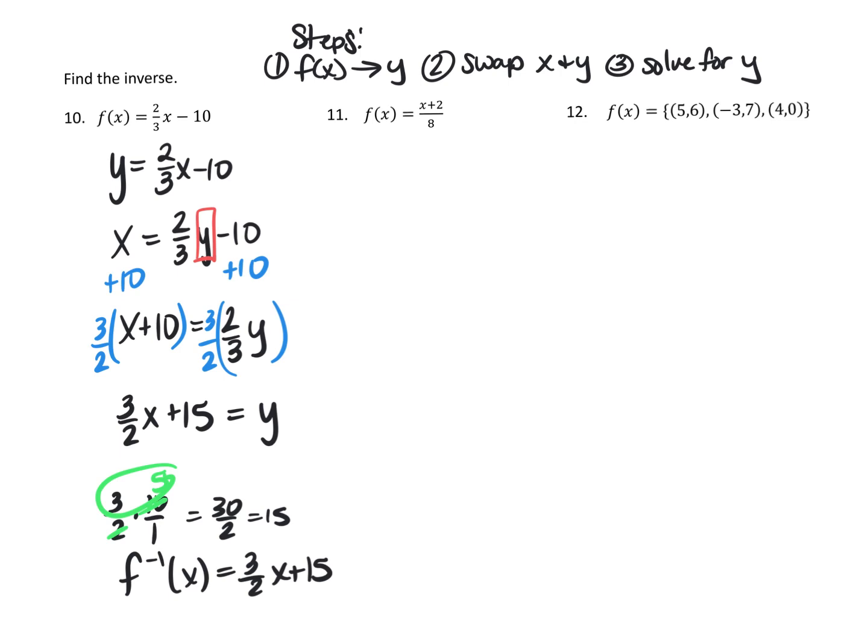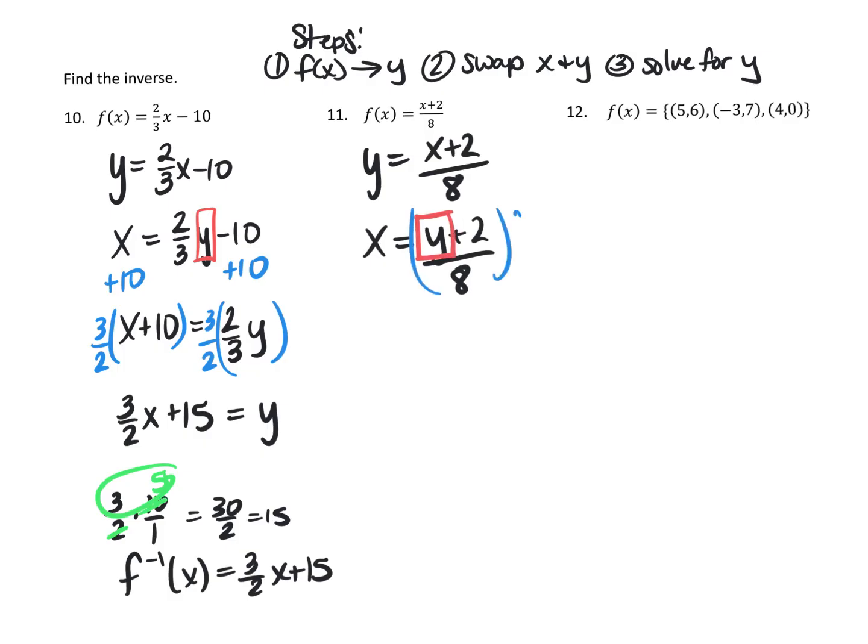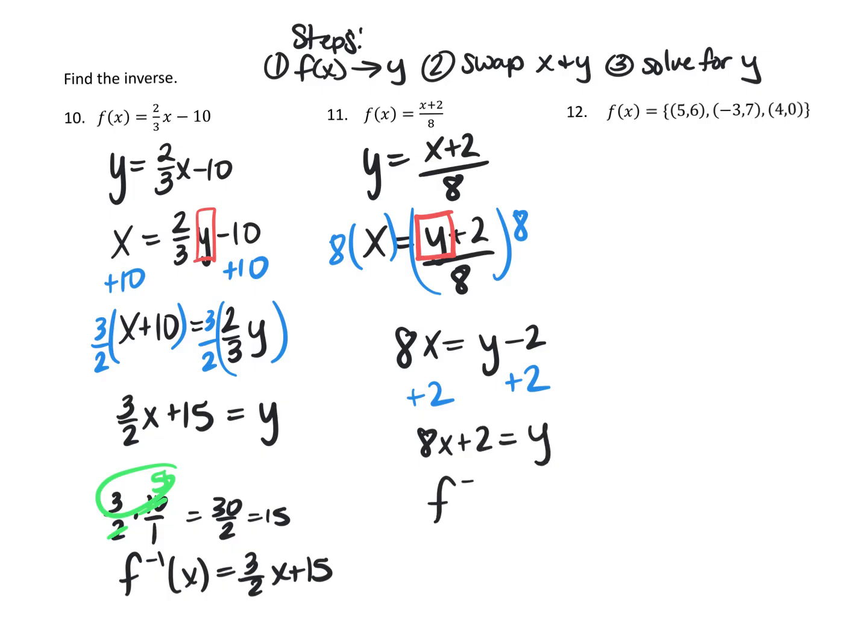Same 3 steps for number 11. Change it to y. Swap x and y. And get y by itself. So to do that, I'm going to multiply by 8 to get rid of the denominator. 8x equals y plus 2. Add 2. 8x plus 2 equals y. So my inverse f to the negative 1 of x is 8x plus 2.